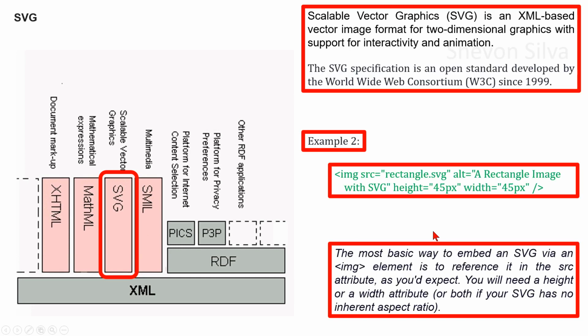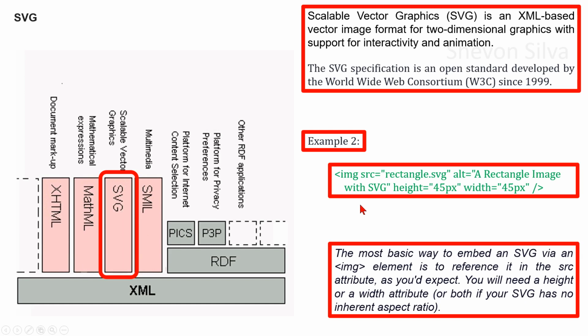As another example, we can consider this code segment. The most basic way to embed an SVG via an IMG element is to reference it in the src attribute, as you would expect. You will need a height and a width attribute, or both if your SVG has no inherent aspect ratio.